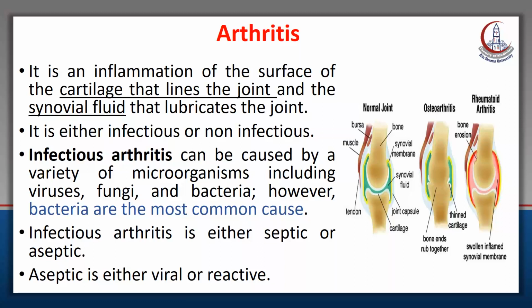Infectious arthritis is also classified into either septic or aseptic arthritis. Aseptic arthritis is either viral or reactive arthritis. So, arthritis may be infectious or non-infectious. Infectious arthritis is either septic or aseptic. Aseptic arthritis is either viral or reactive arthritis.